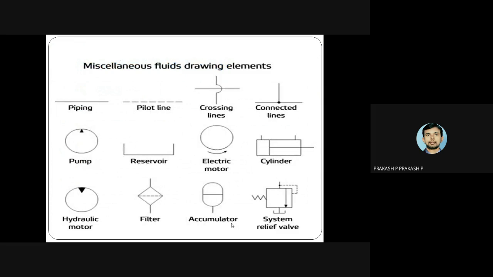And these are the drawing elements we use to create any kind of circuit. First is the piping, second is a pilot line, cross lines, connector lines, pump, reservoir, electric motor, cylinder, hydraulic motor, filter, accumulator, system relief valve. These are the major symbols we use to design any kind of hydraulic components.